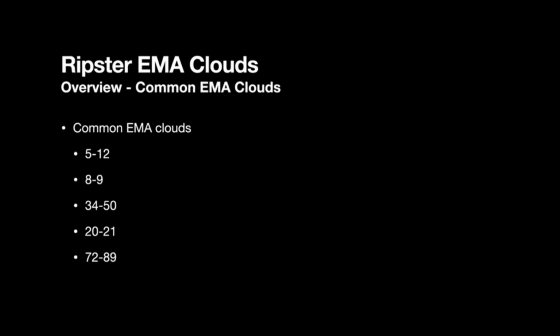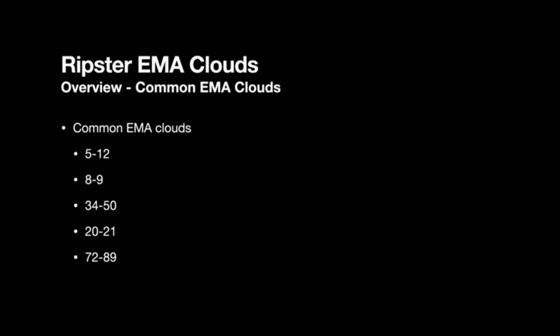So common EMA clouds, these are the ones that you'll typically find in Ripster's versions of the indicator, and I also have them in the one that I built for Thinkorswim. So you have the option of changing these however you want. I use the default ones that he uses. So there's a 5-12. You can add an 8-9, which is typically used for pullbacks. There's a 34-50, which is typically used for trend, and we'll talk a little bit about his golden rule and that EMA cloud. The 20-21, so the 21 EMA for a lot of folks is used as a pivot.